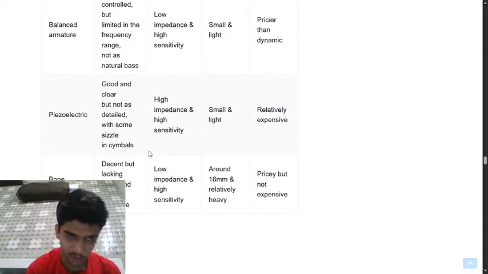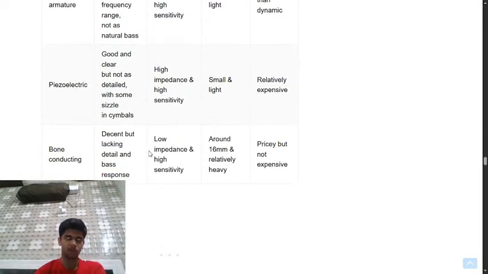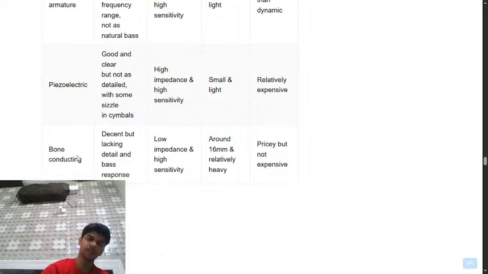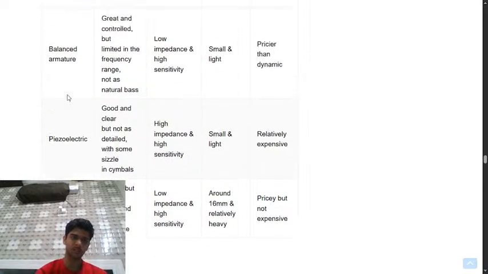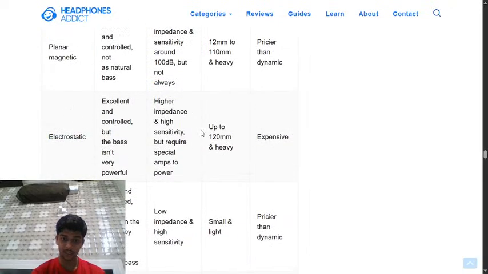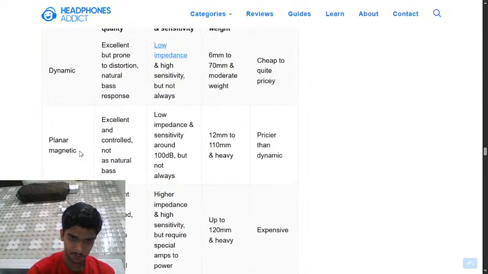I think balanced armature is the best for music producers because these are used in IEMs, and IEMs are said to be the best headphones. Right here, bone conducting is obviously not, and piezoelectric also not. Then electrostatic comes. It's really big and heavy, so this also doesn't qualify.